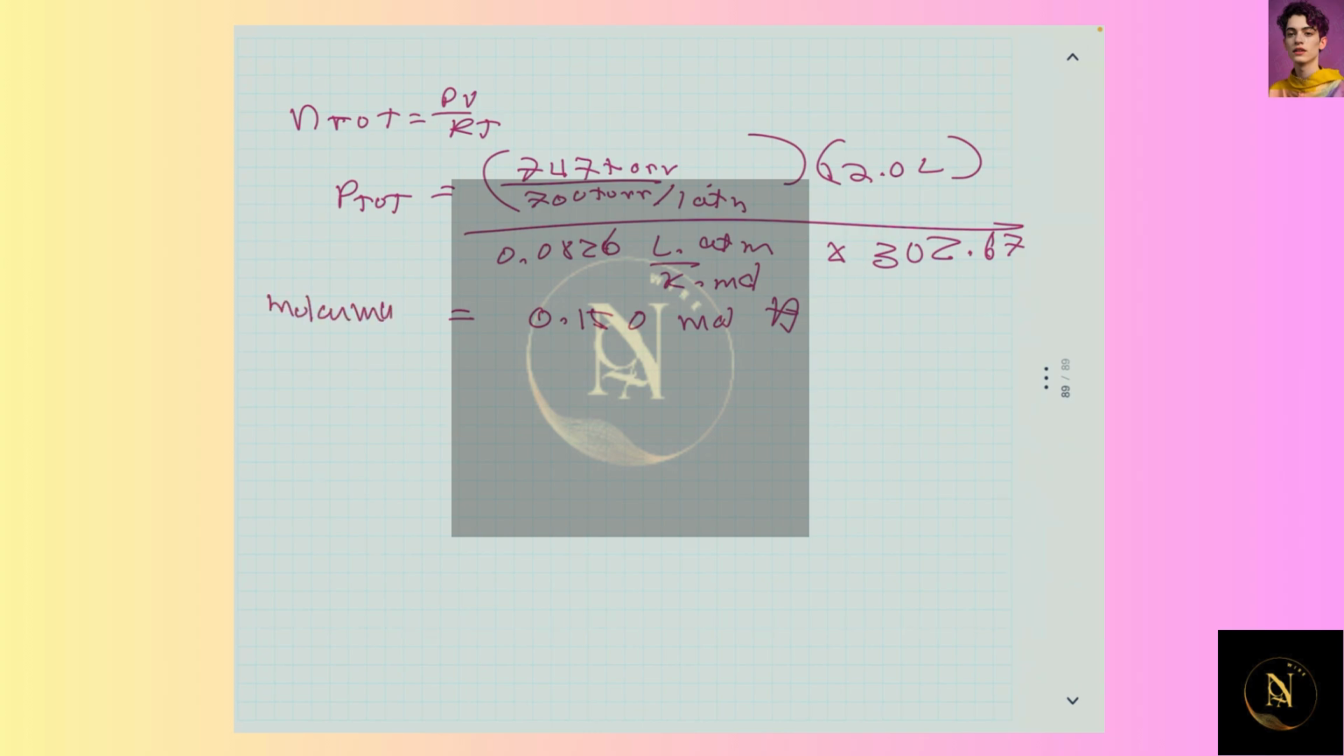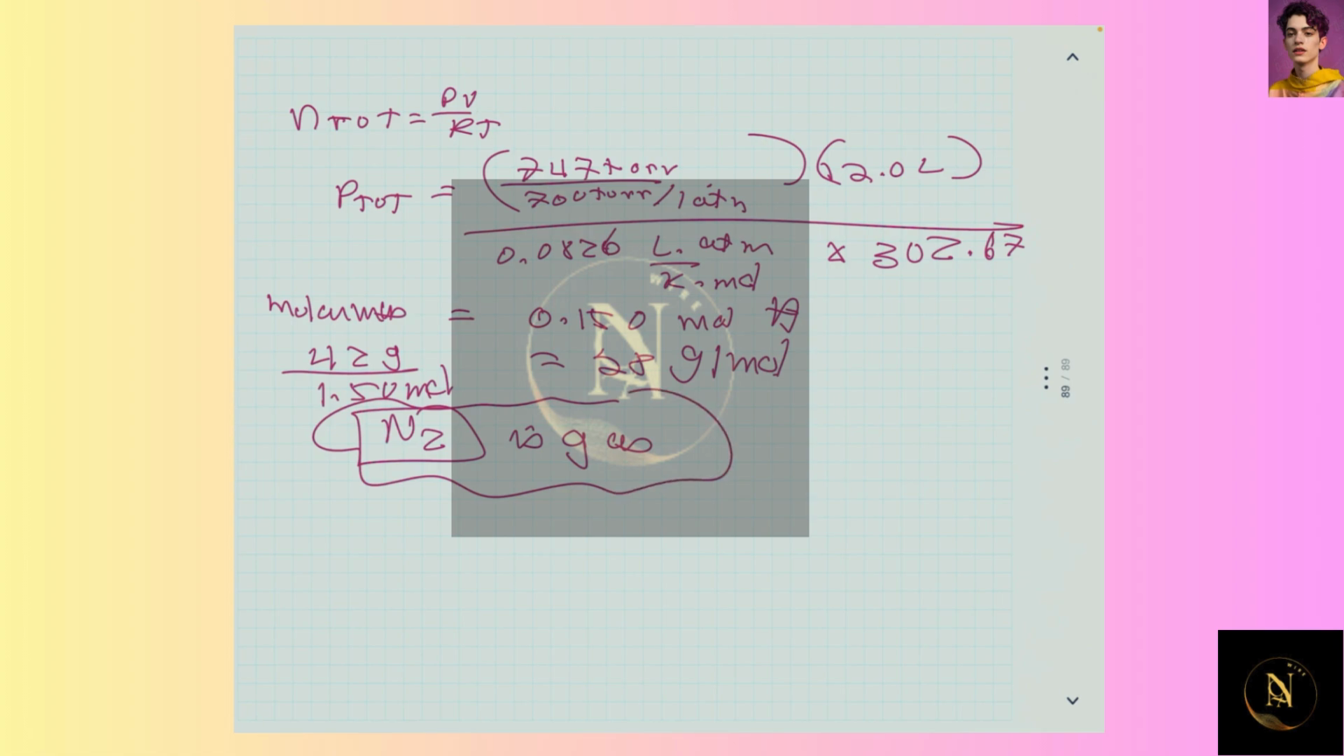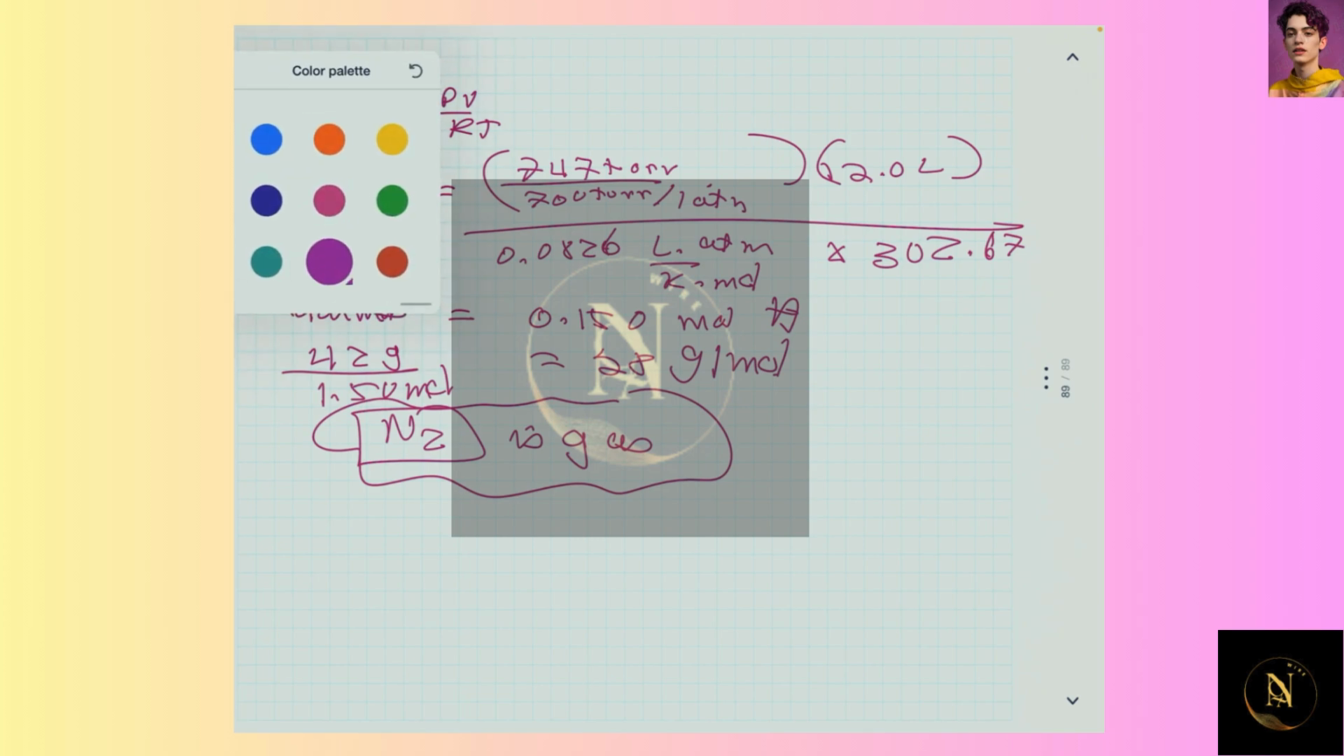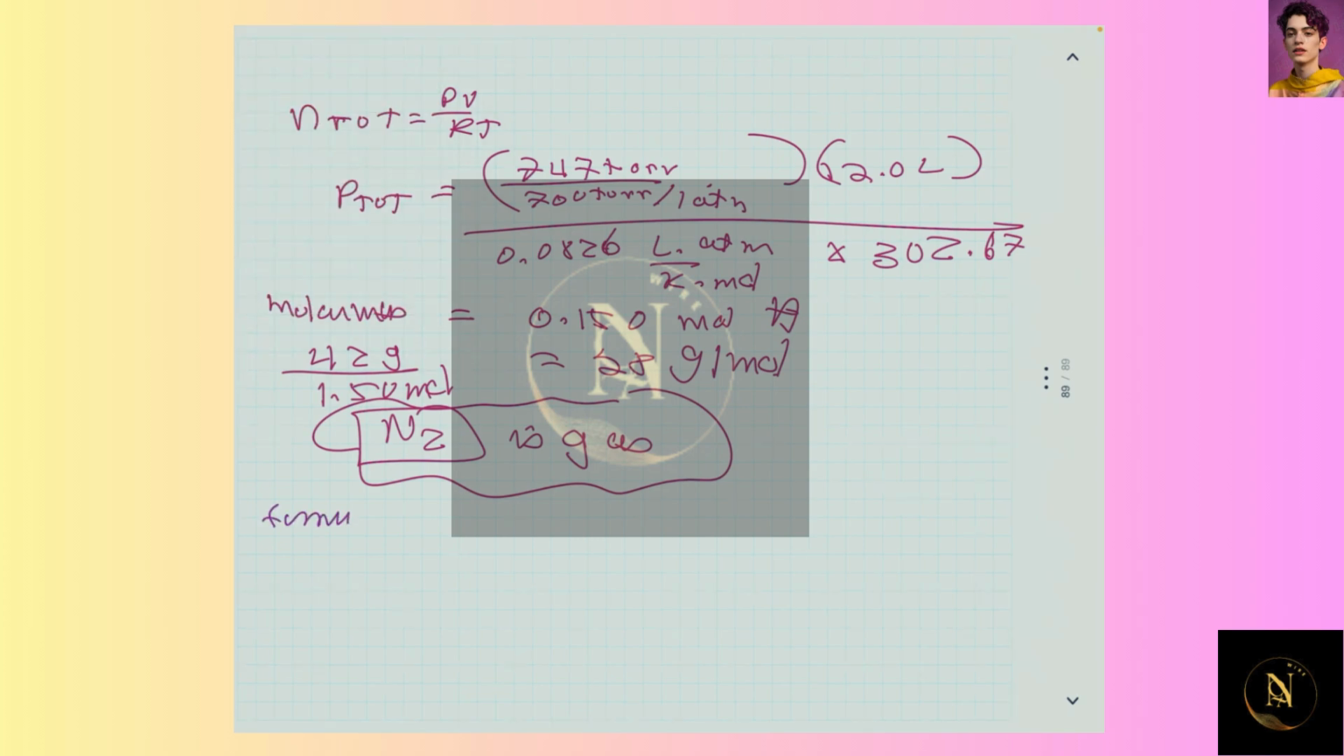So my molar mass will equal 42 grams divided by 1.50 moles, and that'll equal 28 grams per mole. So this will be N2 is the gas. Okay, that's a biggie here. Now we can find the formula of X.